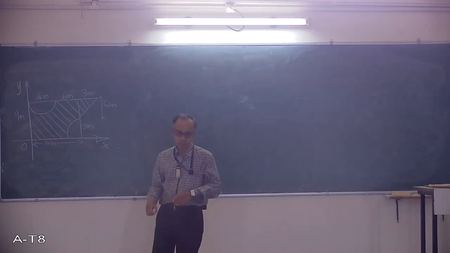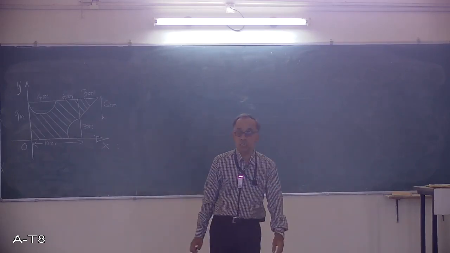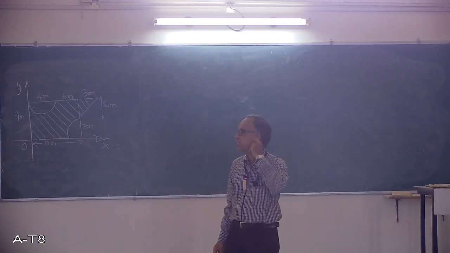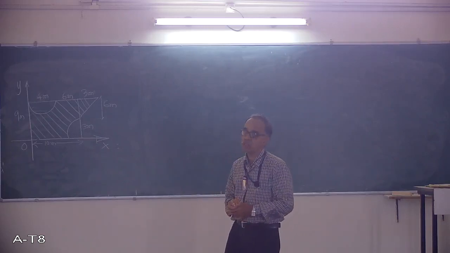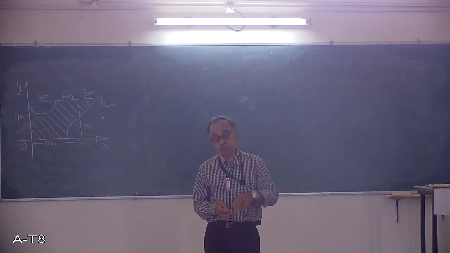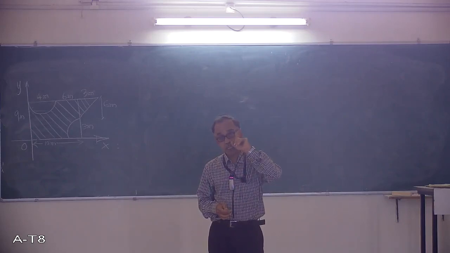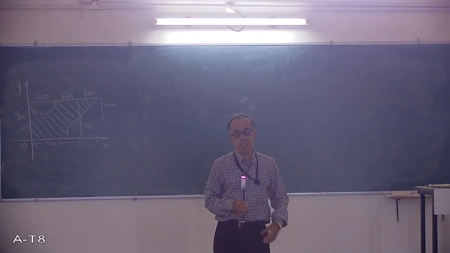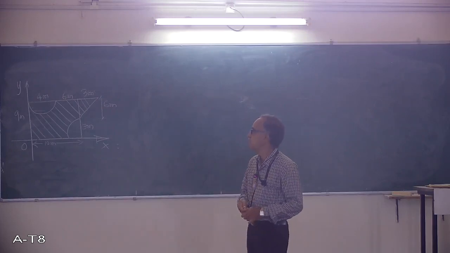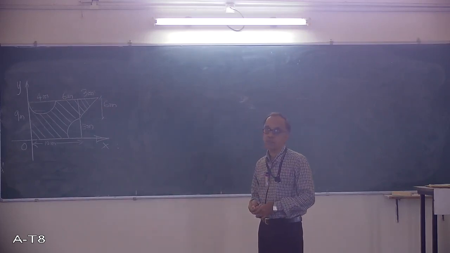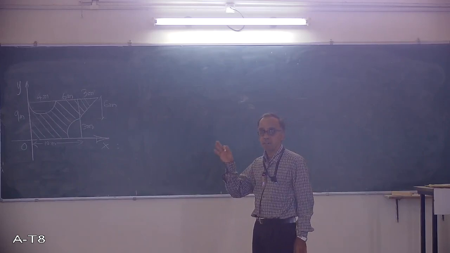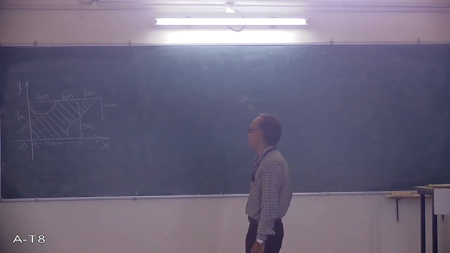The question asked here is to determine the centroid of the shaded portion. That means the semicircle and the quarter circle are not shaded, but they are included in the rectangle. So what should we do? Rectangle minus semicircle minus quarter circle plus triangle. The same figure I have drawn in the previous one. The same figure I draw now.